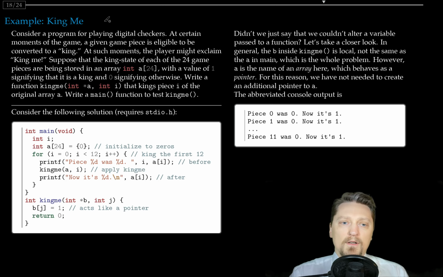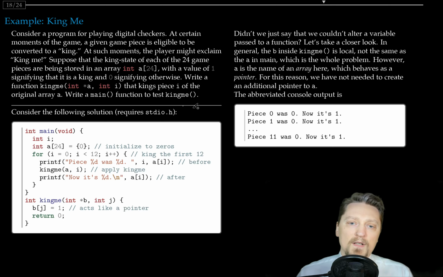Write a function kingme, which takes 2 arguments, an address and an integer, that kings piece I of the original array A. Write a main function to test kingme. So here is our program. It also requires stdio, but main, we've got integer I, we've got array A, which is initialized to zeros.